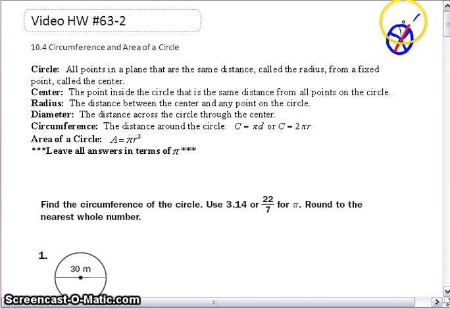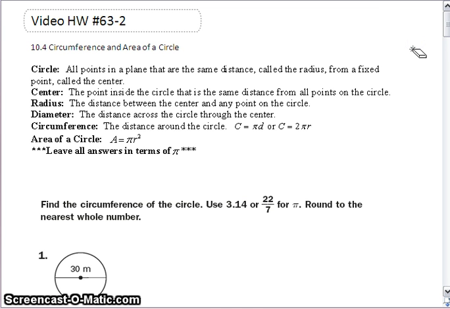The circumference is the measure of the distance around the circle, and the area is the inside of the circle. So all of this should have been review.